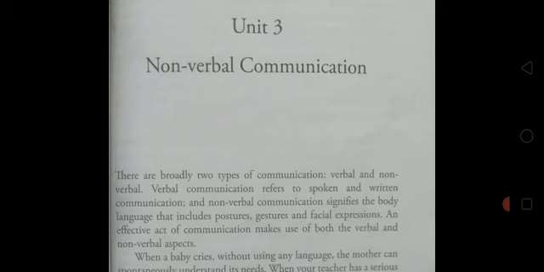Today I am going to talk on the most important part of this semester, that is the last part of this semester, that is soft skill. In that we have unit number 3, that is non-verbal communication. Before starting this chapter, we must know some basic skills, that is LSRW. It means listening, speaking, reading and writing. These are the fundamental skills required to improve your communication skill.